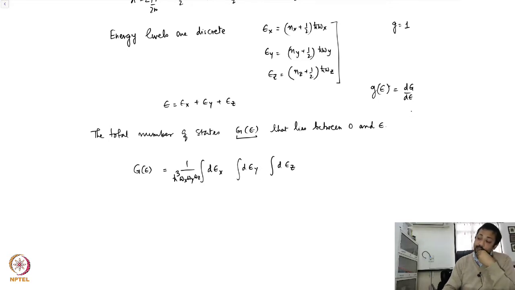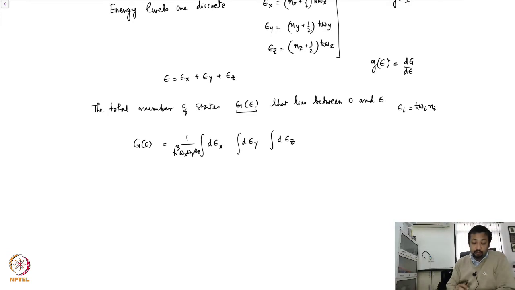Here we have essentially defined a coordinate system, the variable h bar omega i, and this gives me the total number of states between the energies 0 and epsilon. But one has to be careful about the integration limit. Clearly epsilon z can go from 0 to epsilon minus epsilon x minus epsilon y, and epsilon y can be from 0 to epsilon minus epsilon x, and epsilon x will be from 0 to epsilon.